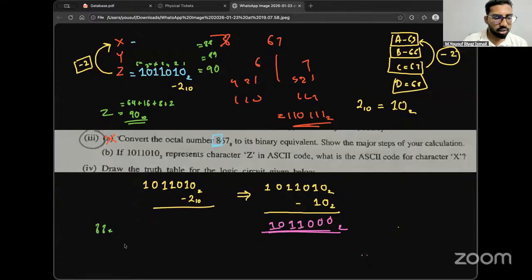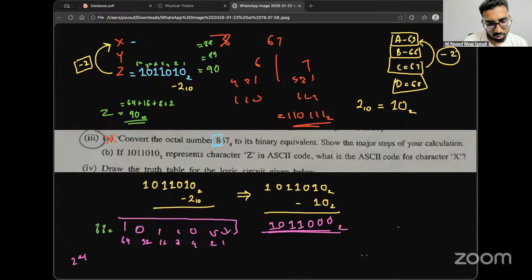So 88, if you take, that's basically 64. 64, 32, 16, 8, 4, 2, 1. And 88 is basically 64 plus 16 plus 8. So if you convert, you'll be getting 1011000 base 2. I did the short form, but if you do the proper conversion, the answer is 1011000 base 2.